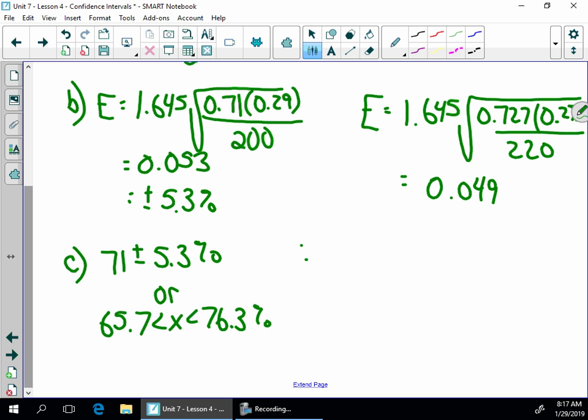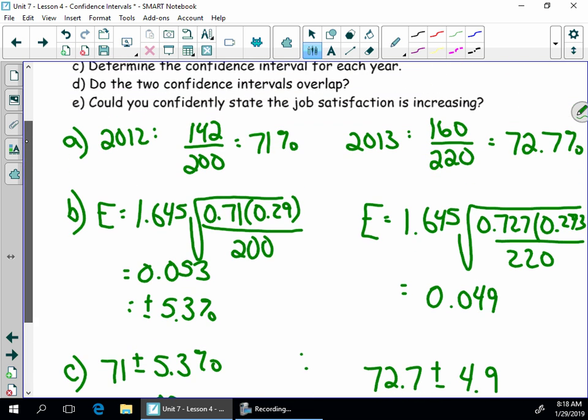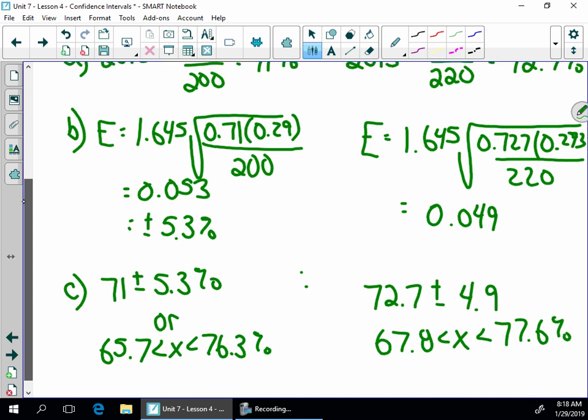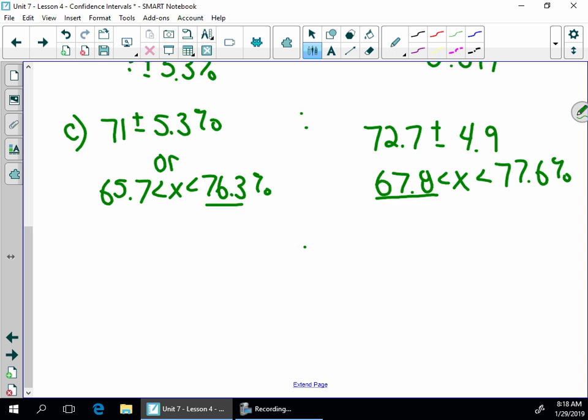And the same thing for the other year. We'd have 72.7 plus or minus 4.9, or if you will, 67.8 up to 77.6. That's what we call our confidence interval. Do they overlap? Well, if I look at them, yes, they do. This number is higher than this number. So there is some overlap here.